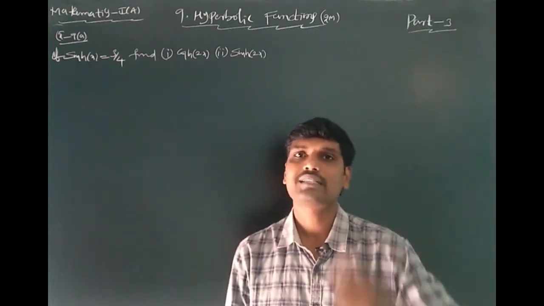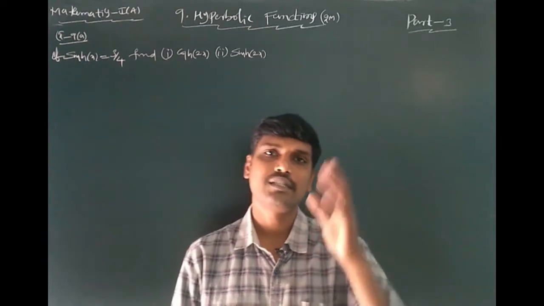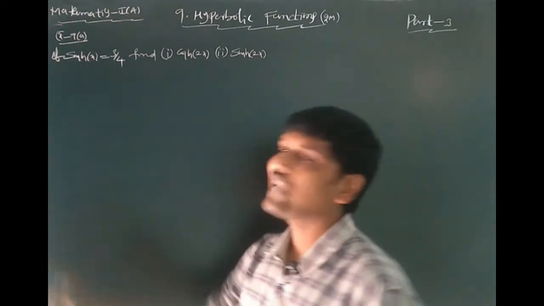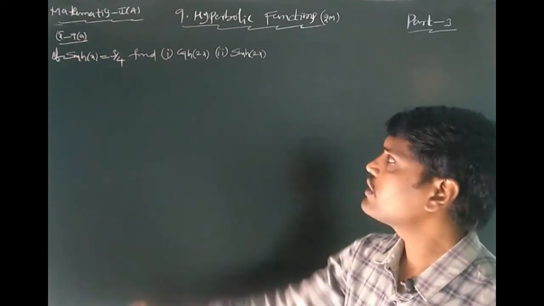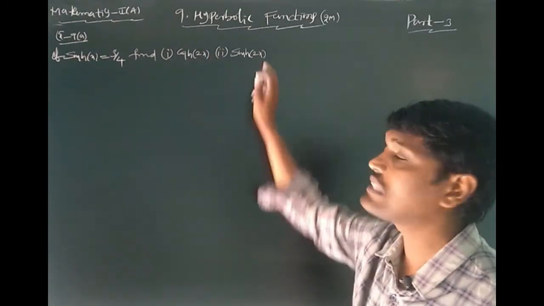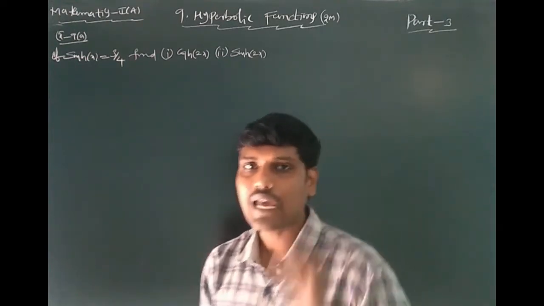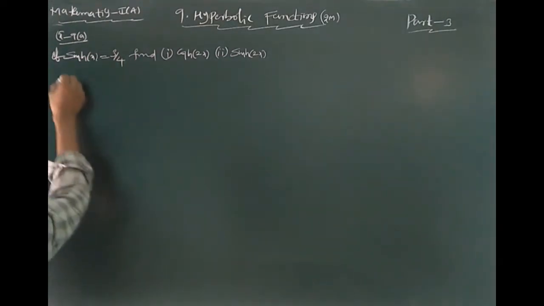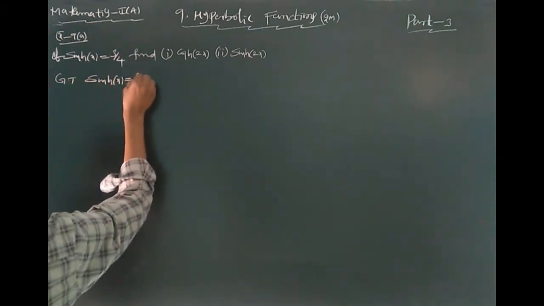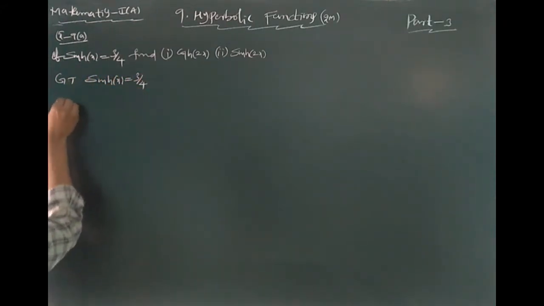Today we discuss Exercise 9A, only one exercise, with its problems. Exercise 9A, first problem: if sinh x is equal to 3/4, find cosh 2x and sinh 2x. Here sinh x is given. What is the value of sinh x? Sinh x is equal to 3/4. First, which value can we find?